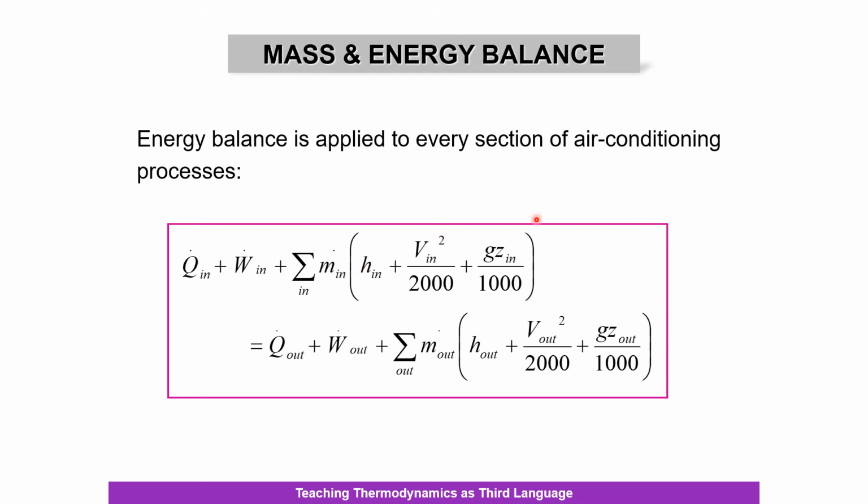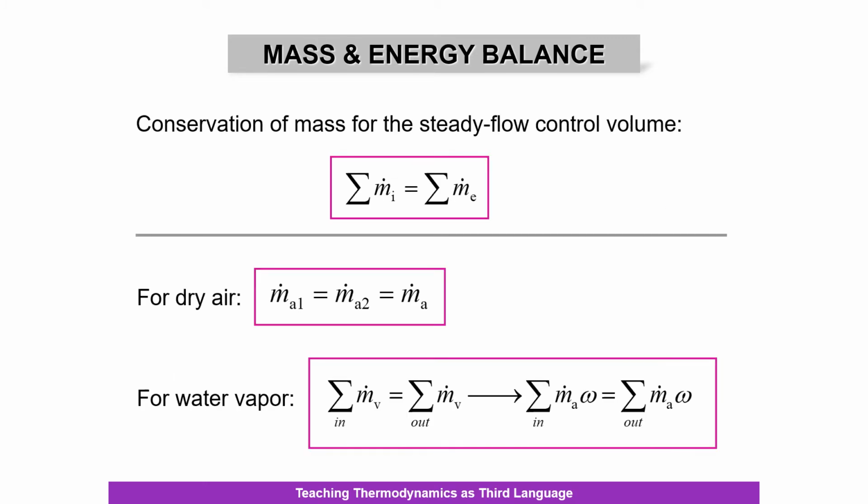These two parts are ignored, and you will have the balance equal to this plus W out, and the mass leaving the system multiplied with enthalpy. Again, the kinetic portion and the potential portion will be neglected. This is the result that we get for the mass and energy balance. Conservation of mass for the steady flow control volume results in the total mass that goes into a system being equal to the total mass that exits the system.